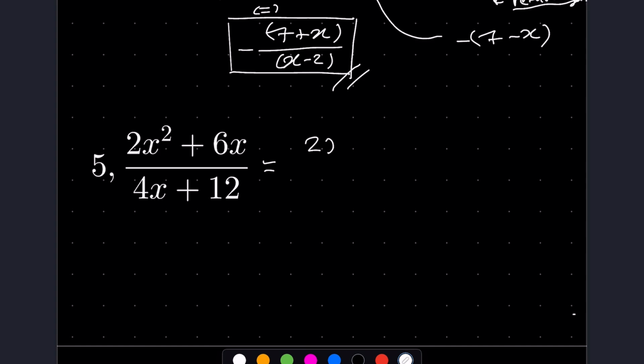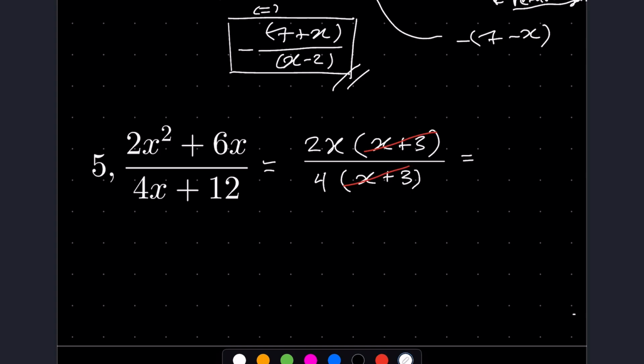So you note that here we can factor out a 2 in the top, this 2x, because both of them have x's and both of them have 2 in there. If we multiply that back in, we're going to get the same answer. That's the way you know if you can factor something out. Same goes for the bottom. We take out that 4. We're going to get x plus 3 because, again, 4 times 3 is 12.